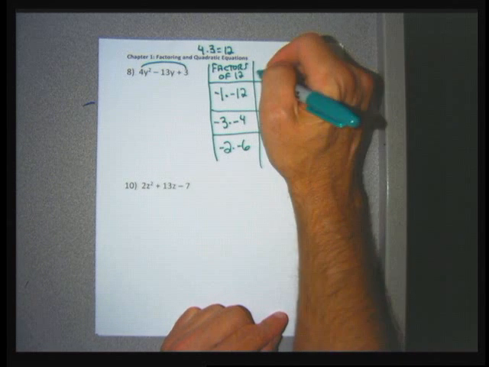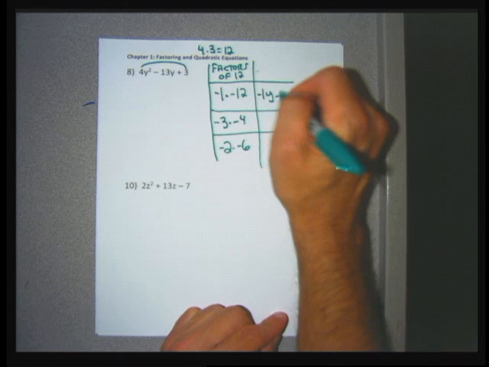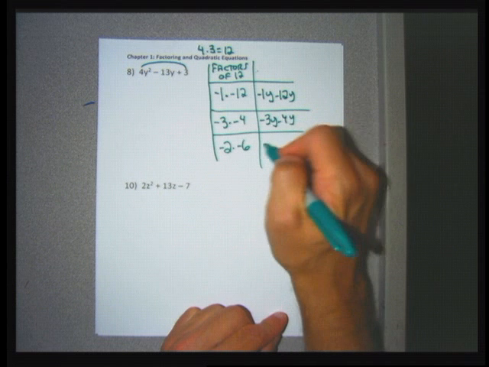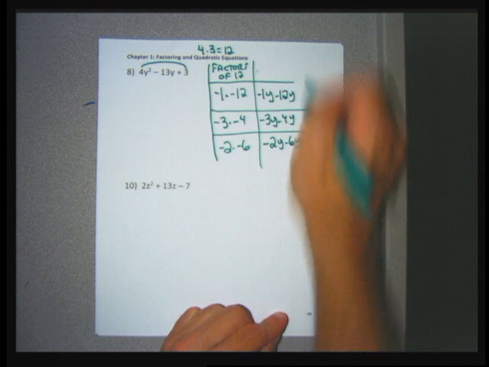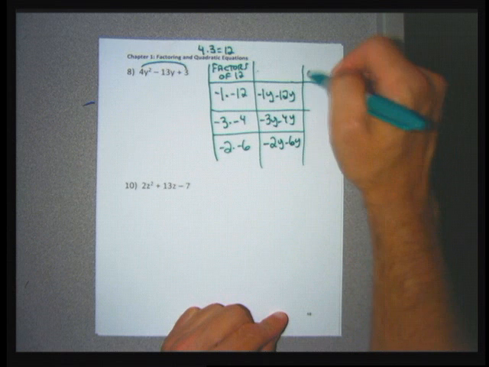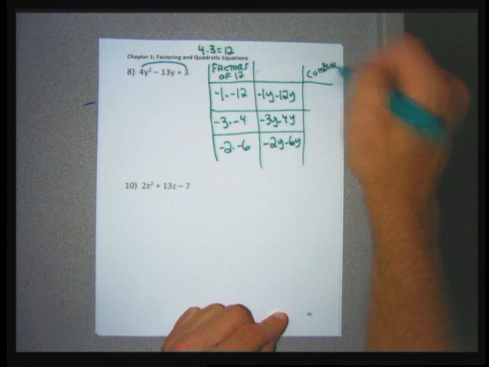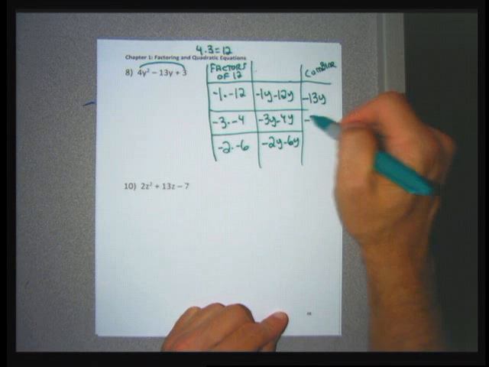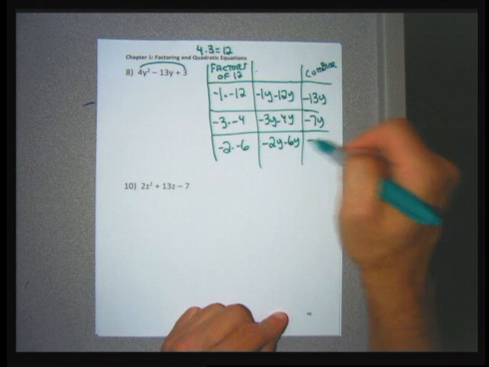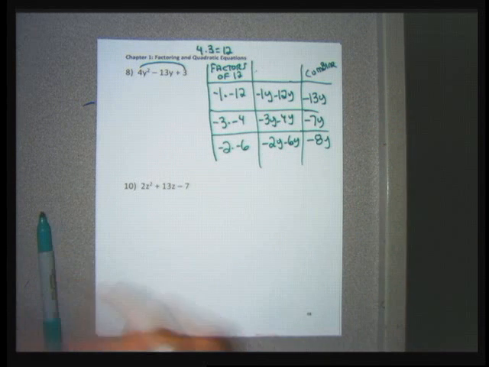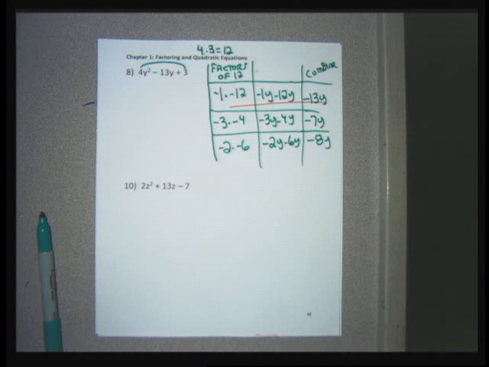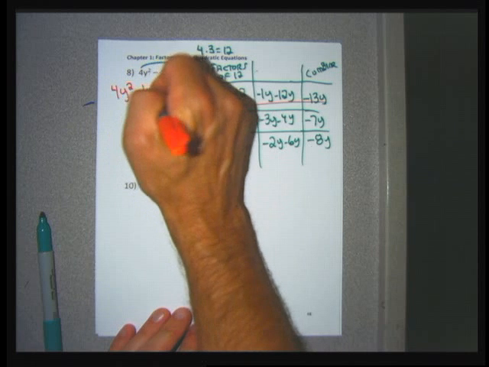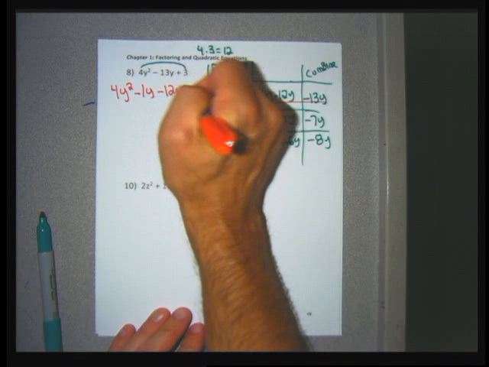This would let me break this up into negative 1y minus 12y, negative 3y minus 4y, or negative 2y minus 6y. And when I combine these, because both the numbers have the same signs, I add the numbers and keep them negative. So the top would give me a minus 13y, the middle would give me a minus 7y, and the bottom would give me a minus 8y. It means I need this breakup. So I'm going to rewrite this as 4y squared minus 1y minus 12y plus 3.